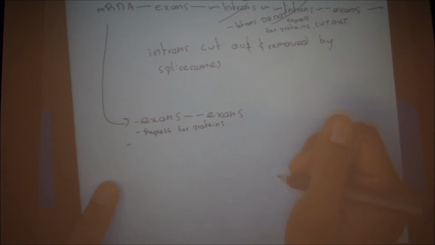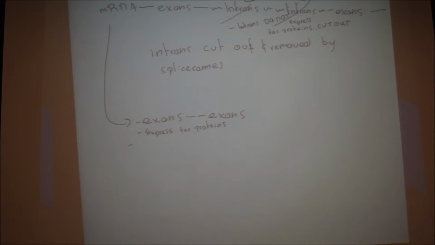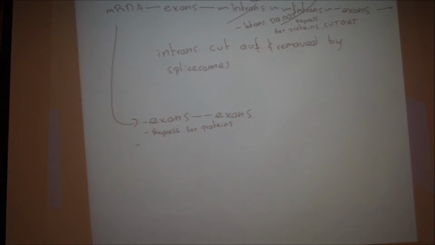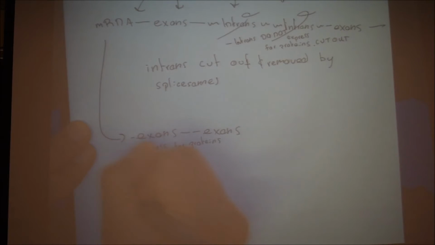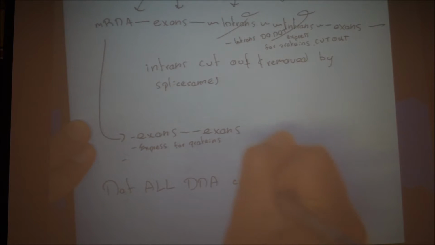Cool. All right, so we went over introns and exons. So our next question is, does all DNA code for proteins? No. And why not? What is the thing that is not coding for proteins? Introns, that's right. So not all DNA codes for proteins, i.e. introns are cut out.